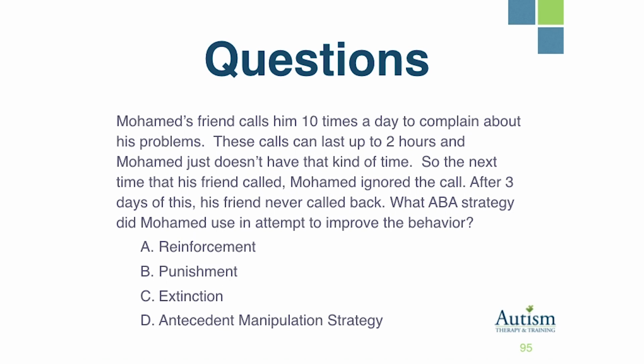What ABA strategy did Muhammad use in an attempt to improve the behavior? A. Reinforcement. B. Punishment. C. Extinction. Or D. Antecedent manipulation strategy.